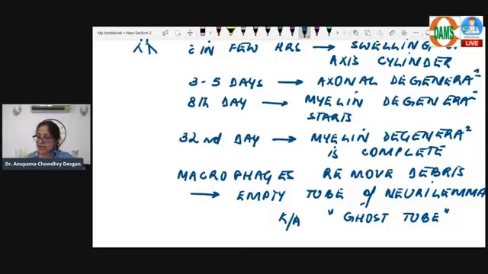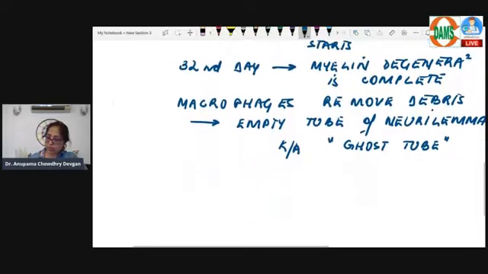We are talking about degeneration because we also have to talk about regeneration. Degeneration can occur in all types of neurons, but regeneration occurs only in myelinated neurons and only if the neurilemma is intact. Neurilemma is the outermost layer of the Schwann cell. Schwann cells are associated only with myelinated neurons. So macrophages remove the debris and an empty tube of neurilemma is formed, which is known as the ghost tube.